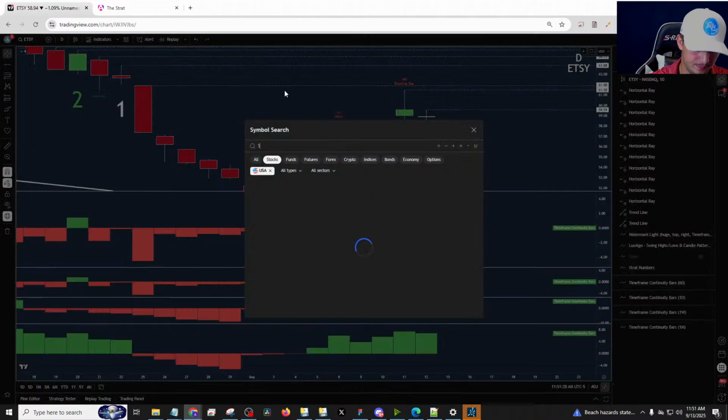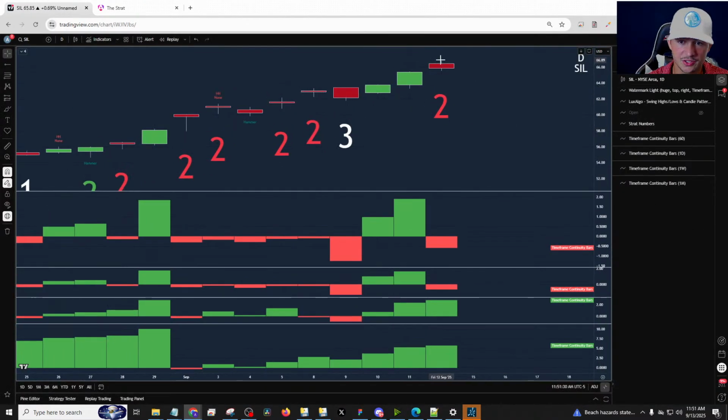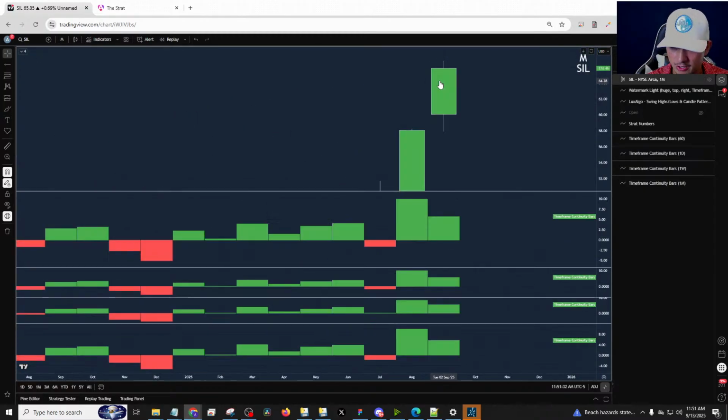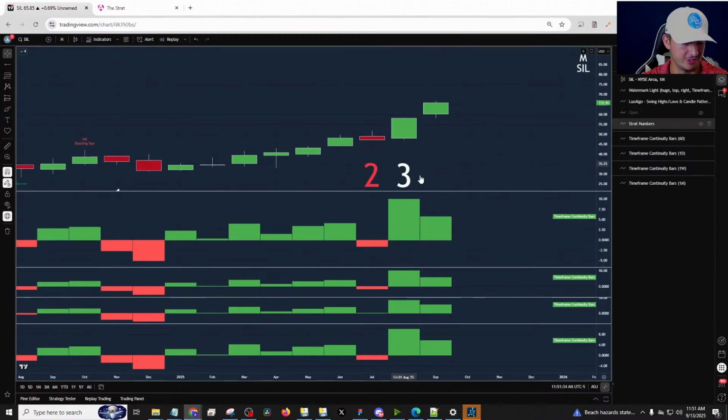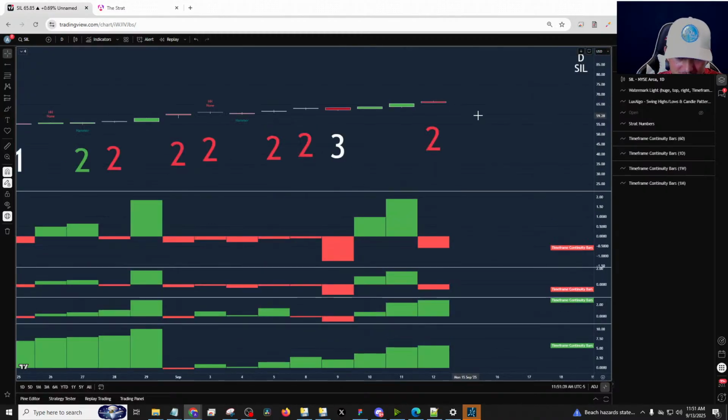SIL, yeah. SIL 2 up in red. Nowhere near a weekly reversal, nowhere near a monthly reversal, so conflict. It's going up this month, going up this week, closer to reversing on the day, but it's nowhere near reversing the week or month.